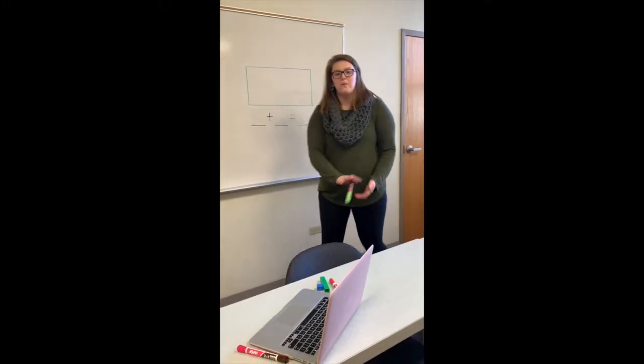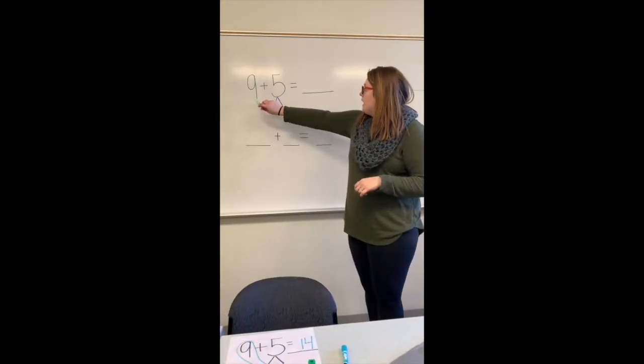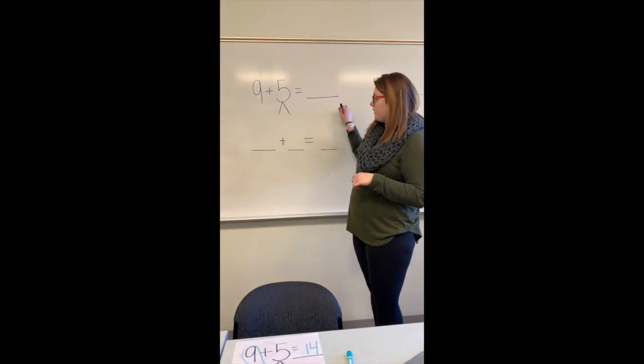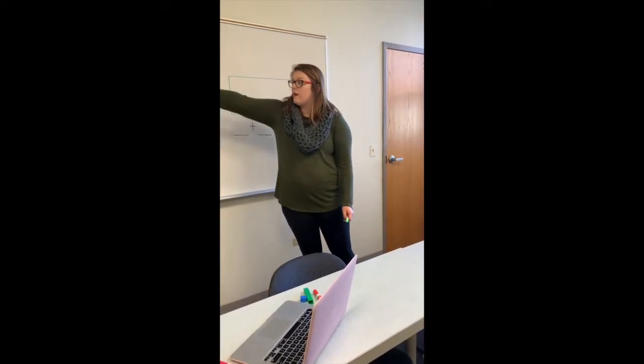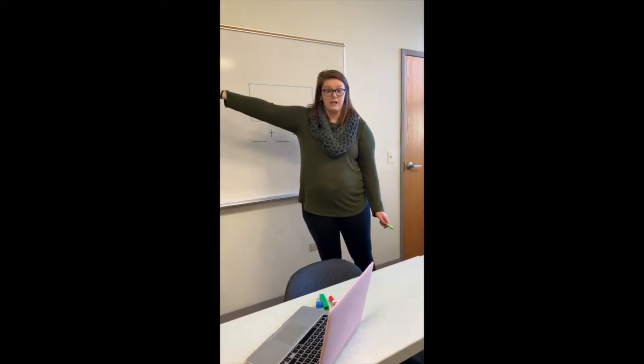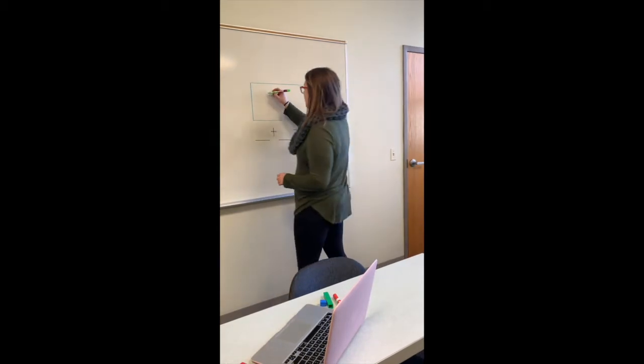Second way we can do it. We can be using a 10 frame where we draw in the circles. We have the same problem: 9 plus 5 equals blank. So we know that a 10 frame needs 10 dots. We know that one of our addends is 9 because our problem is 9 plus 5. So in one color, I'm going to draw 9 dots.